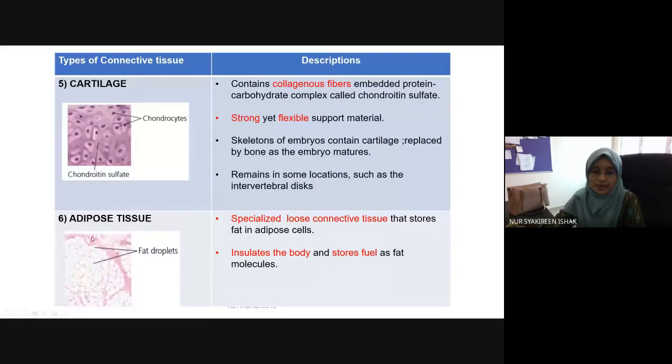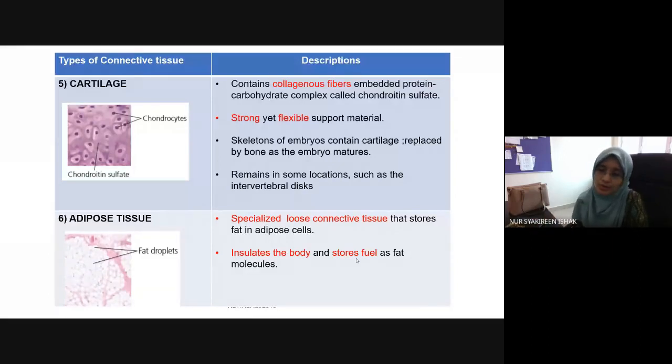And then the next one is adipose tissue, specialized loose connective tissue that stores fat in adipose cells. Okay, so the function is to insulate the body and store fuel as fat molecule. What does it mean by store fuel? Kalau proses cellular respiration, awak tahu dia punya main substrate dia untuk cellular respiration berlaku adalah glucose. Okay, so glucose adalah fuel untuk cellular respiration berlaku untuk hasilkan energy in the form of ATP.